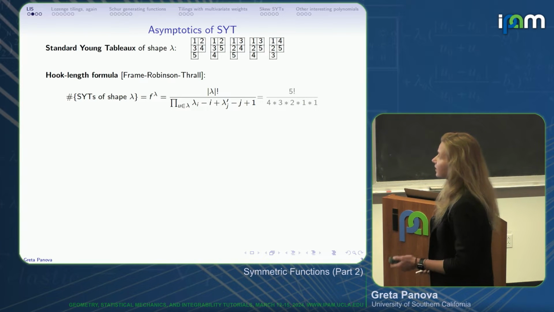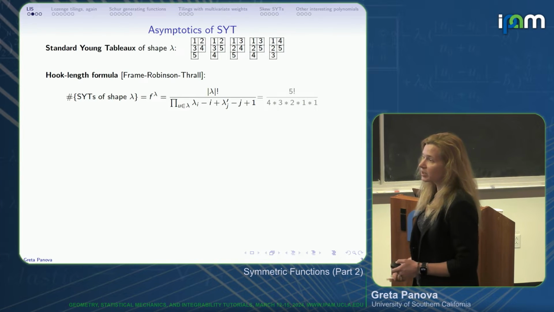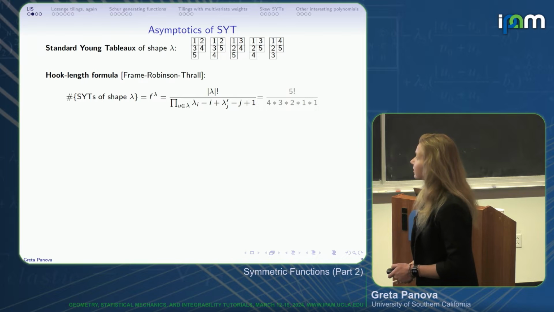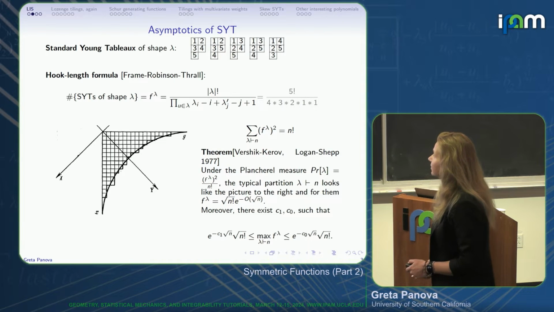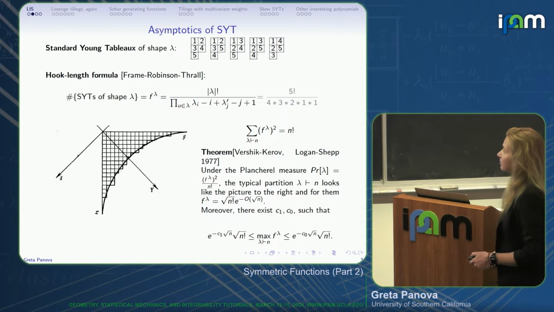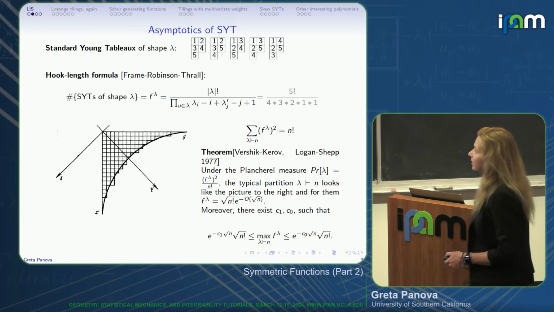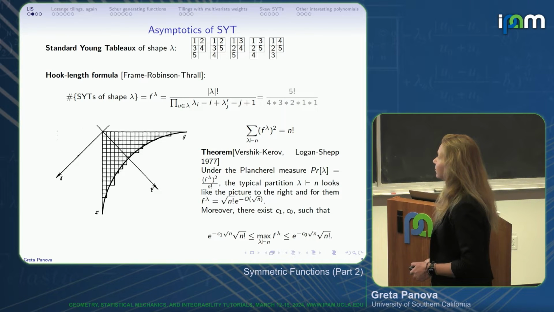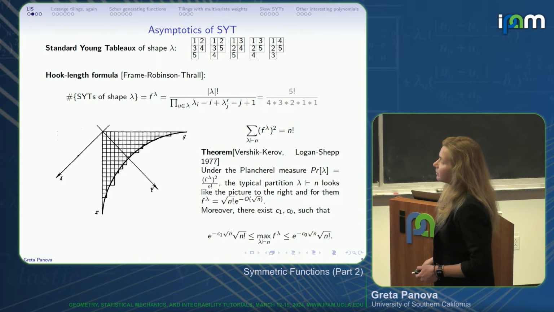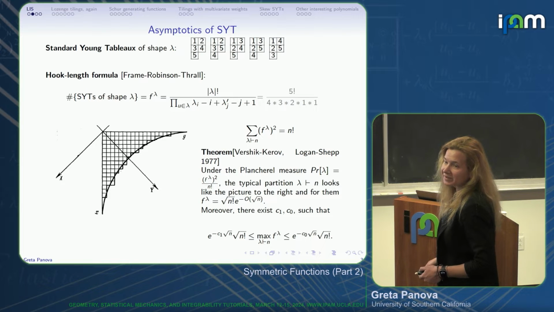And so this is a nice product formula. We can actually do some asymptotic analysis on it. And this is what Vershik and Kerov and separately Logan and Shepp did. So under this Plancherel measure, the probability of lambda is equal to f lambda squared over n factorial. This is how the typical partition would look like in the end.